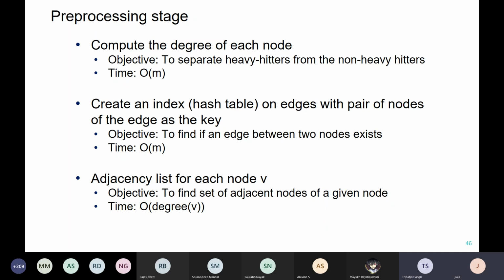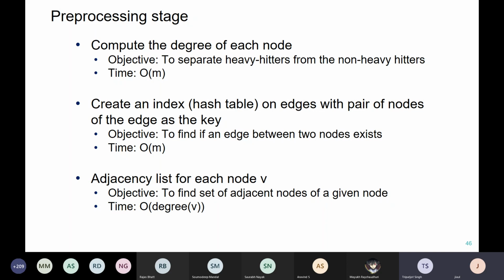And again, this is also time complexity order of m, given that the number of edges is m. The third component in the pre-processing stage is the adjacency list for each node V. This is the list which tells me, for a particular node, which nodes are adjacent to it. You have to maintain the adjacency list for it, and so this is essentially time complexity in order of the degree of a particular node V. So these three things will be required in the pre-processing stage.